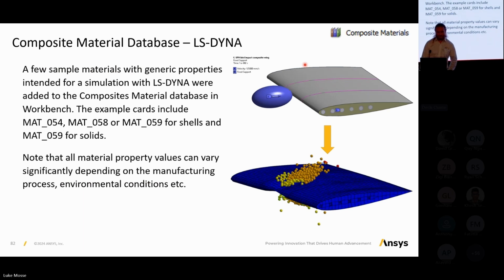And for LS-DYNA, ACP now supports a whole bunch more composite materials. LS-DYNA has tons of composite materials. So previously it only supported 2 of them, MAT composite damage and one other one. Now it supports MAT 54, 58, 59 for shells and solids. And there's also a whole bunch of material models added to engineering data. So you can go into engineering data in the sample libraries, and there's data for these material models.